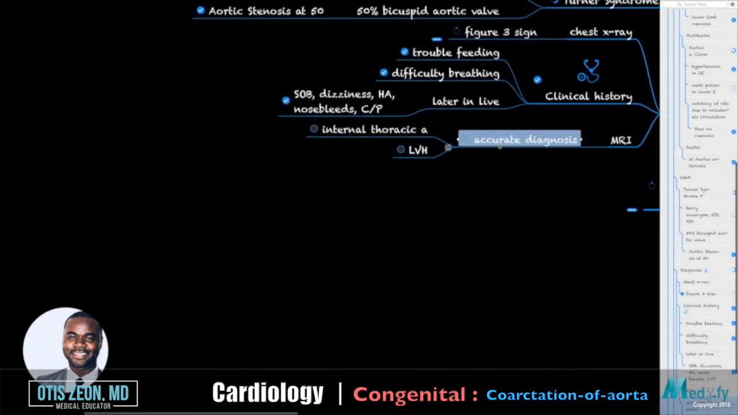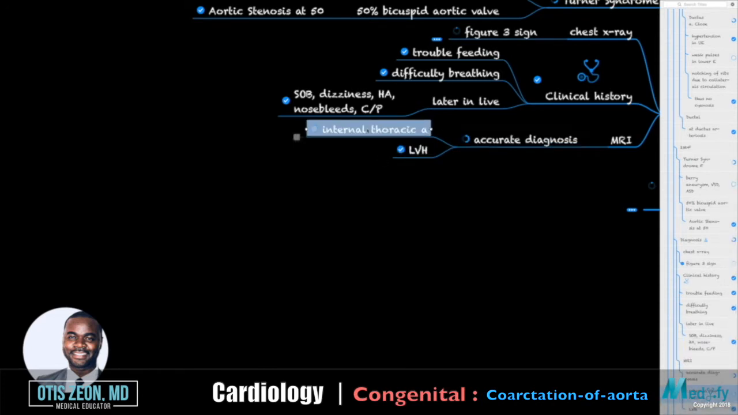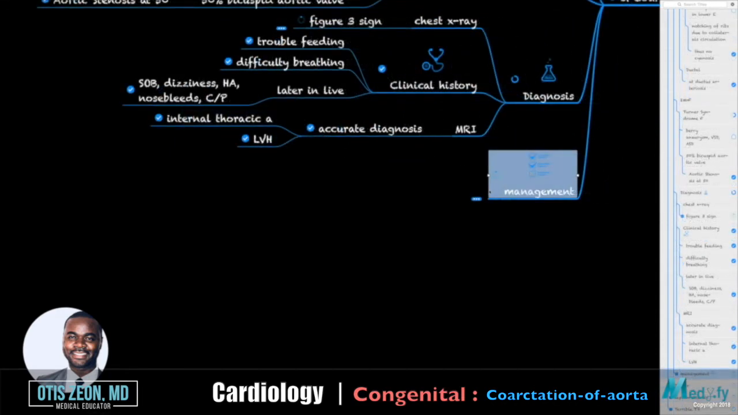In this case, MRI can be a little more accurate, and it can show the person has left ventricular hypertrophy as well as the engorgement of the internal thoracic vessel, which will serve as that collateral. If the person does have postductal, that collateral allows for the blood to go into that area and supply the lower extremities, so therefore you don't experience cyanosis. For management, it's pretty simple: surgery.